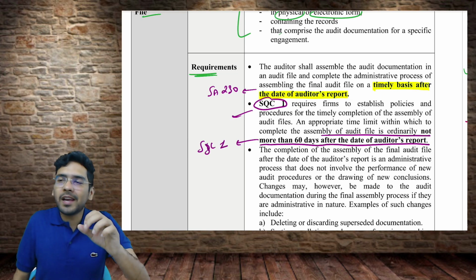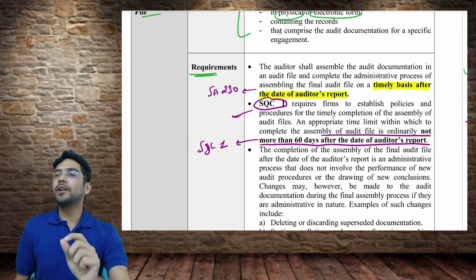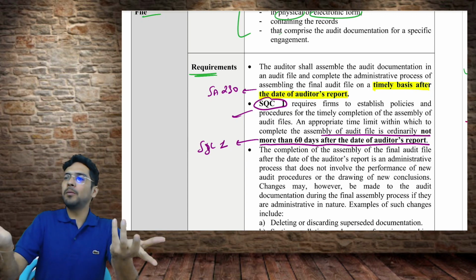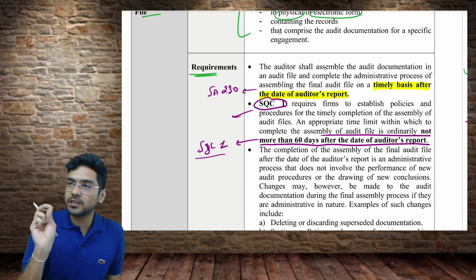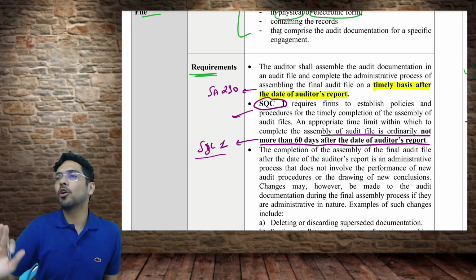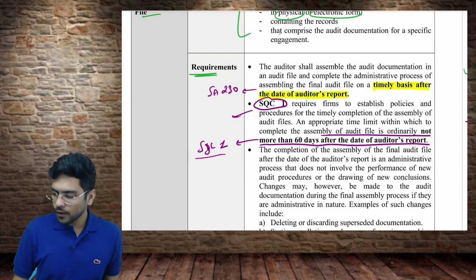What is the timeline given by SA 230? They only said timely basis after the date of audit report, but this SQC1 has made the timeline more specific, 60 days after the date of auditor's report. Are you all okay with this?